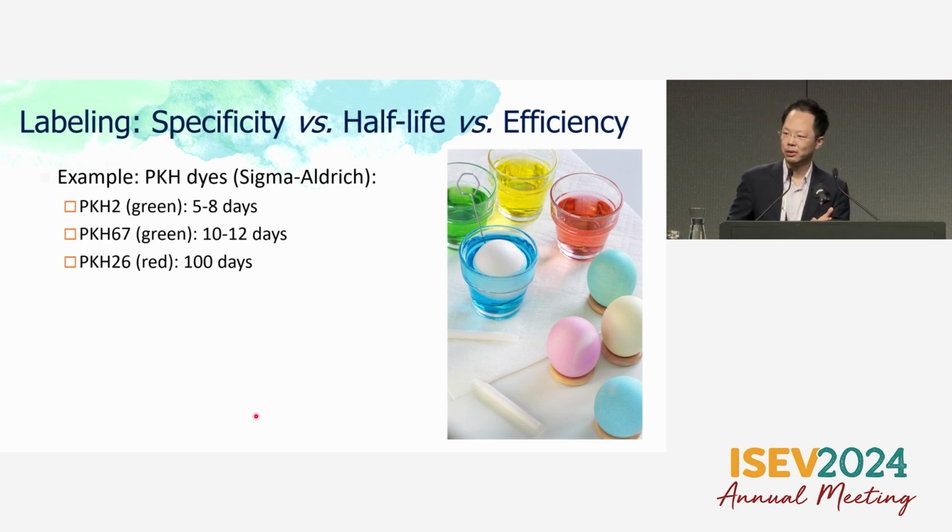And they are great when labeling immune cells. You can track them for a month. And this is actually the half-life of those dyes in vivo. This is not in vitro. They can last up to 100 days. So think about it. You label your vesicles. Do you expect them to last for 100 days? Chances are not. Yeah. But a lot of people use it.